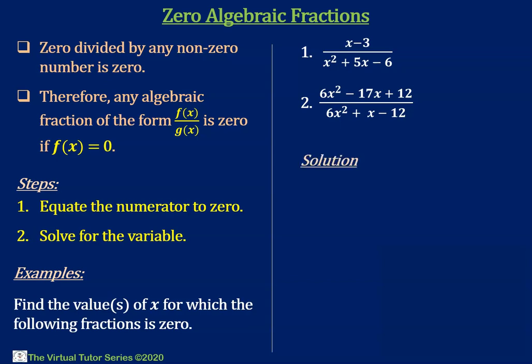Solution. Example 1. X minus 3 all over x squared plus 5x minus 6. As stated earlier, an algebraic fraction is 0 if the numerator is 0. Therefore, we equate x minus 3 to 0.